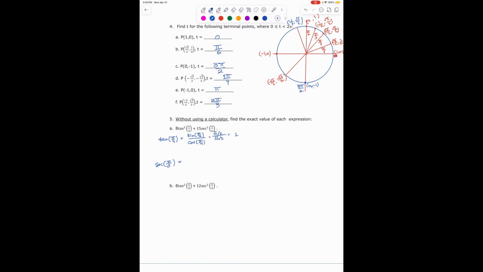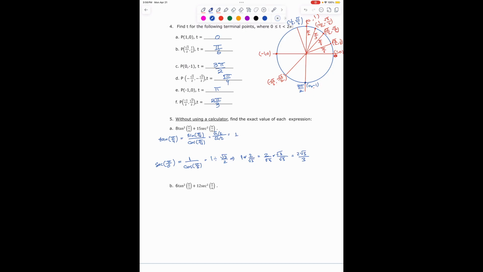And then secant pi over 6 is basically 1 over cosine pi over 6. And if you look at the unit circle, the cosine is square root of 3 over 2. So this is 1 divided by square root of 3 over 2, which will lead to 1 times 2 over square root of 3, which is basically 2 over square root of 3. And then you're going to rationalize by multiplying by square root of 3 over square root of 3. So you get 2 square root of 3 over 3.